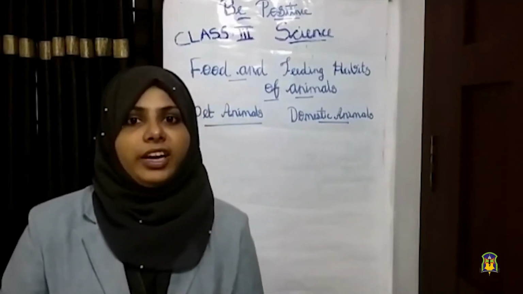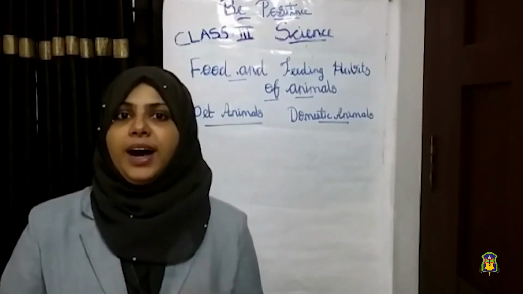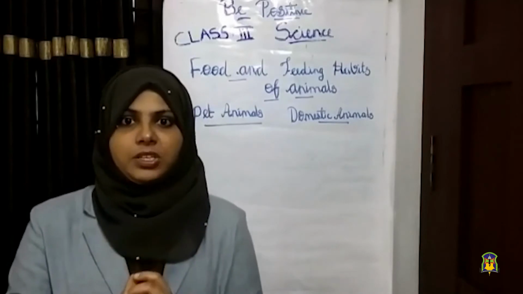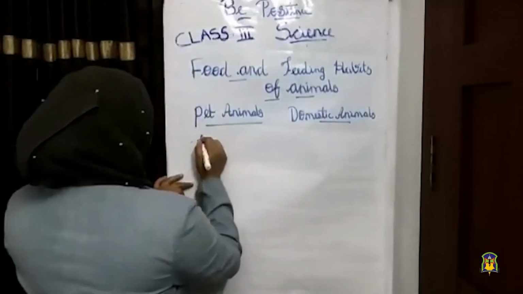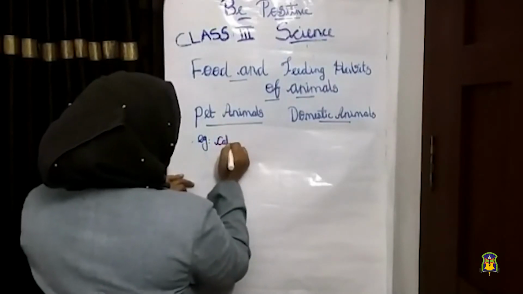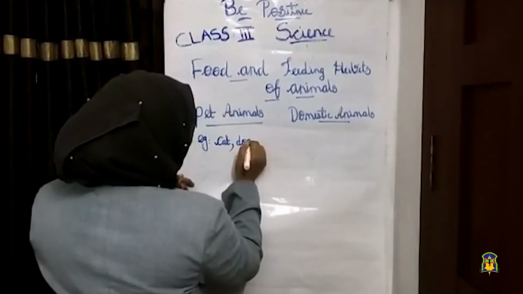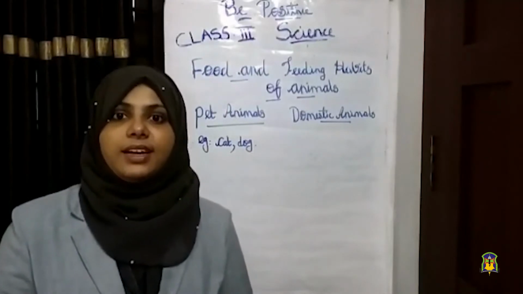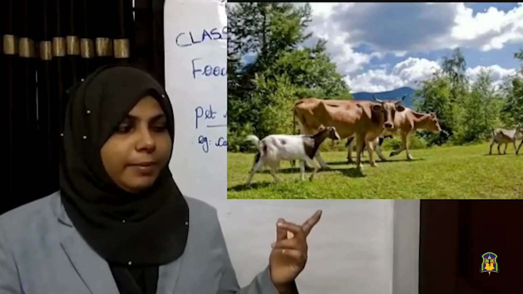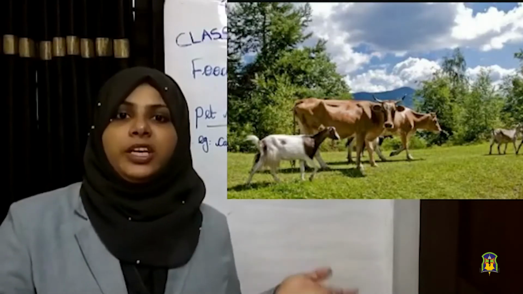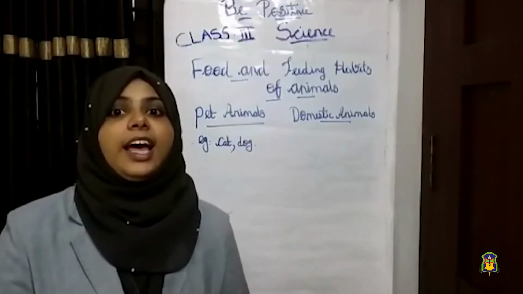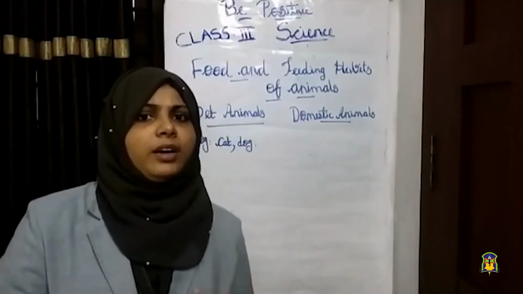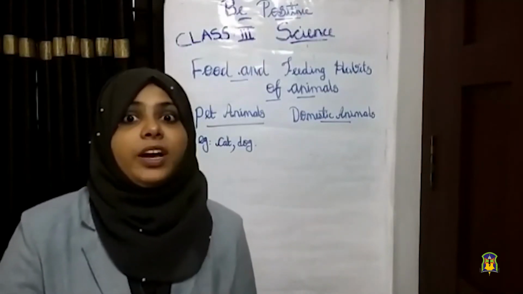First, pet animals. Do you have a pet at your home? Yes. Animals like cat, dog, rabbits are pet animals. They live with us, isn't it? Do you play with your cat? Yes, they give company. We should provide good food and shelter for them to keep them healthy and safe. Examples of pet animals are cat, dog.